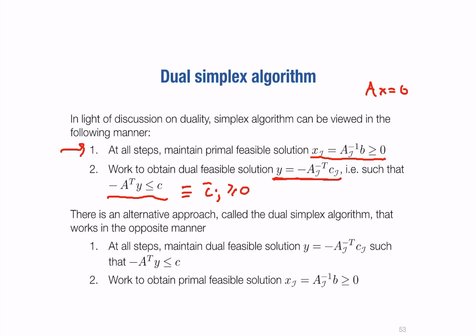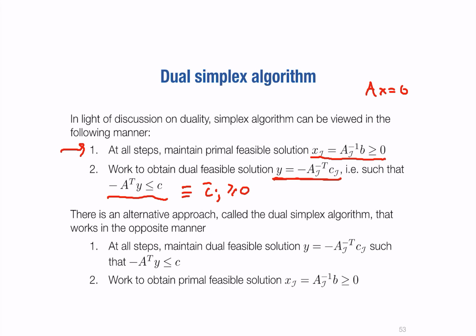So what we're doing is maintaining a primal feasible solution, and we're adjusting the solution until we also have a dual feasible solution. And once we have both primal and dual feasible solutions, this is exactly what the KKT conditions say: we've solved the problem. Once we have a pair of solutions that are both dual and primal feasible, we've solved the problem.